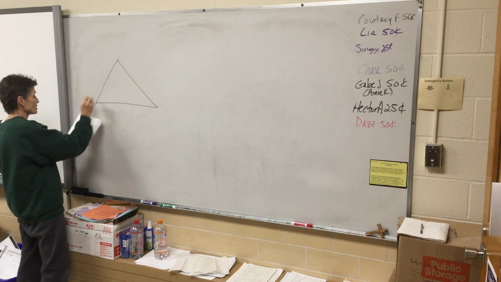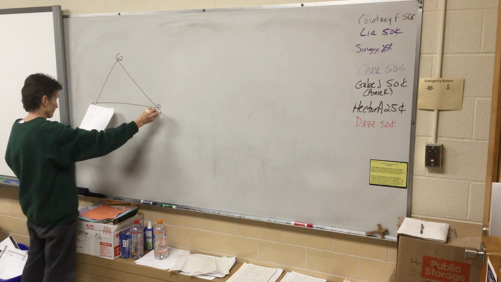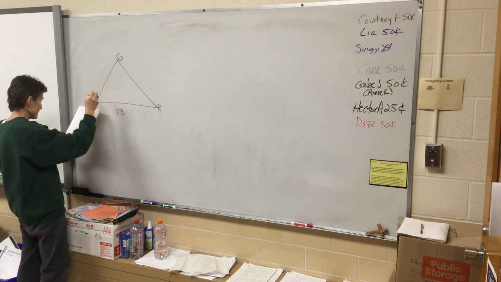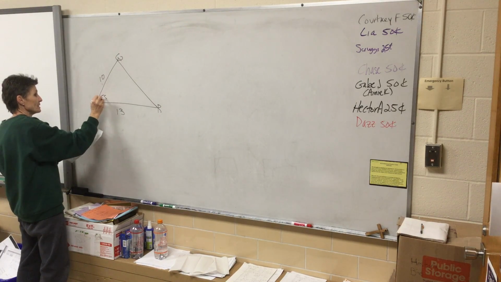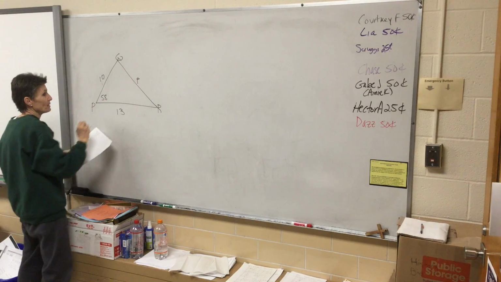Solve the triangle. This one is called PQR. This is 13, this is 10, and this is 58. And this would be side P over here.